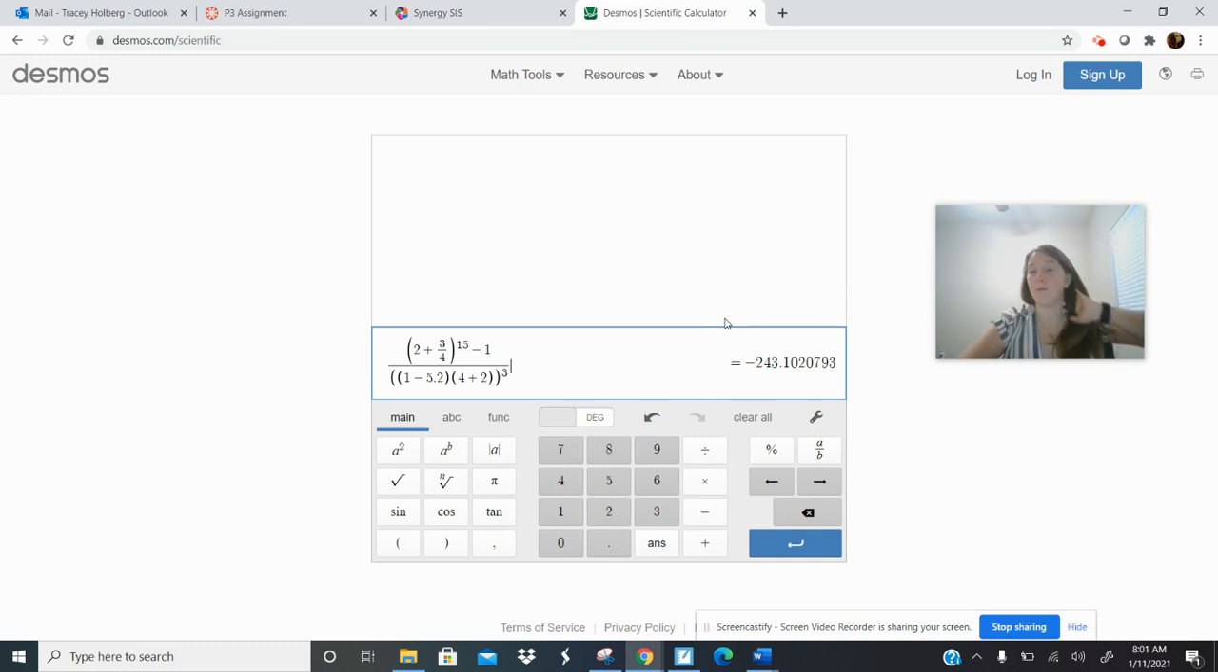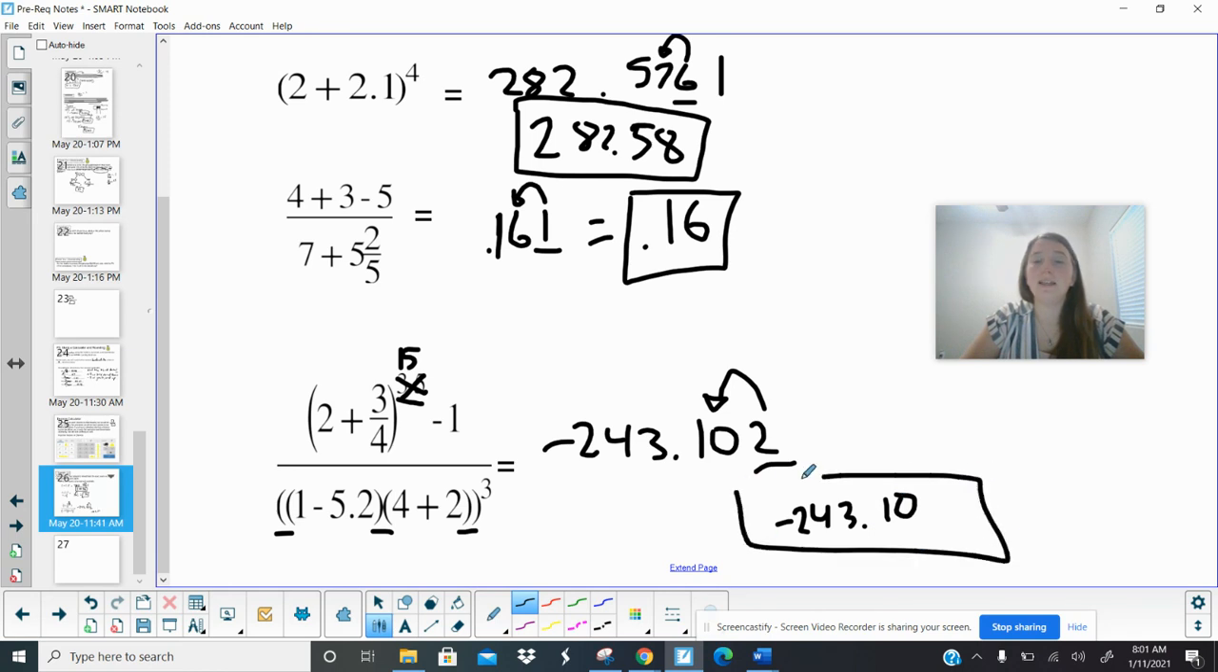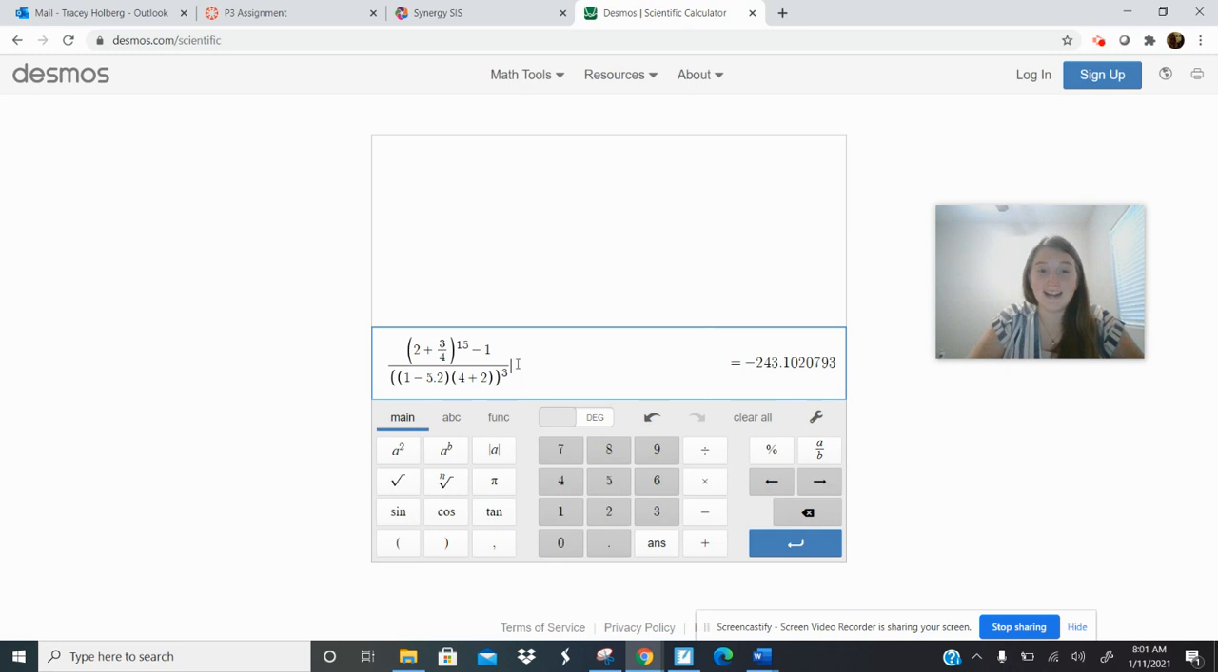Okay, so this is where you may need to go back and double check. You should get negative 243.102, which, what would we round this to? Well, that 2 tells me to keep the 0 the same, so negative 243.10. So please go back to Desmos, try it again. I'll even show my Desmos screen here. It needs to look like that. You might need to go back and fix a couple things.